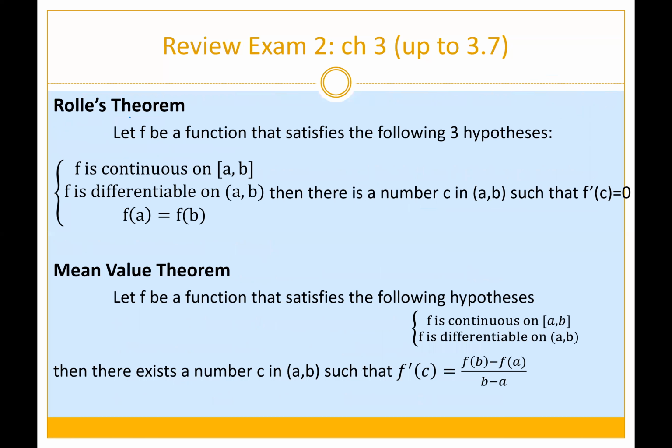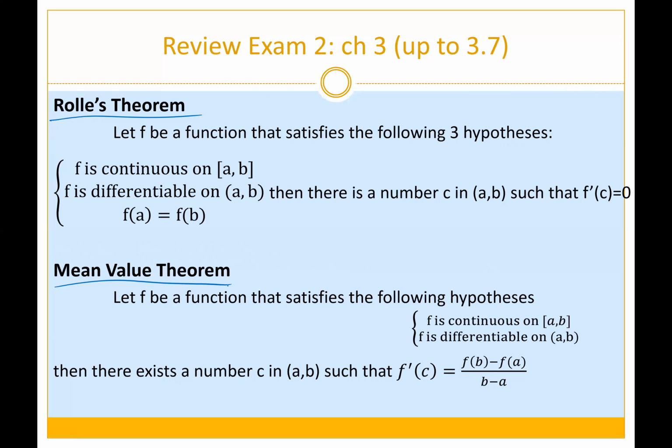Next one, we have Rolle's theorem and the mean value theorem. As I mentioned in this section, Rolle's theorem is just a special case of the mean value theorem. Rolle's theorem has 3 conditions that you need to satisfy so that you can claim the conclusion. f needs to be continuous on a closed interval, differentiable on an open interval, and the value of f at those 2 endpoints is equal to one another. So f(a) equals f(b) on the interval from a to b.